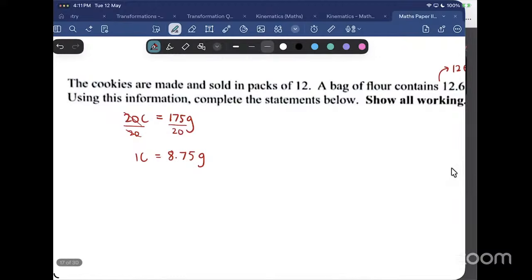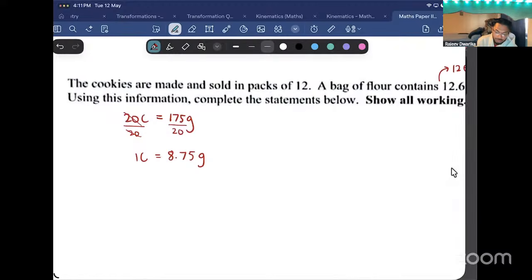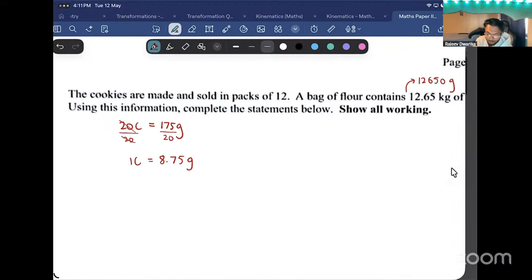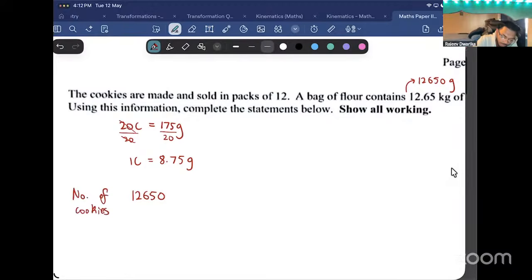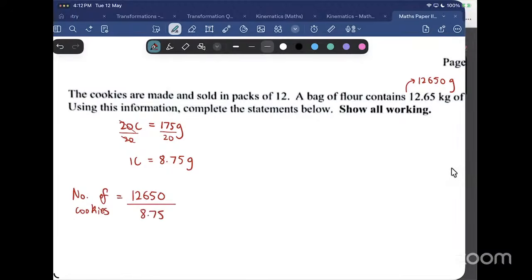You find out for 12. Right. So 8.75 grams is one cookie. How many grams do we have? 12,650. So to find the number of cookies, it's going to be 12,650 divided by 8.75. Yes, sir. So how many cookies can I make?